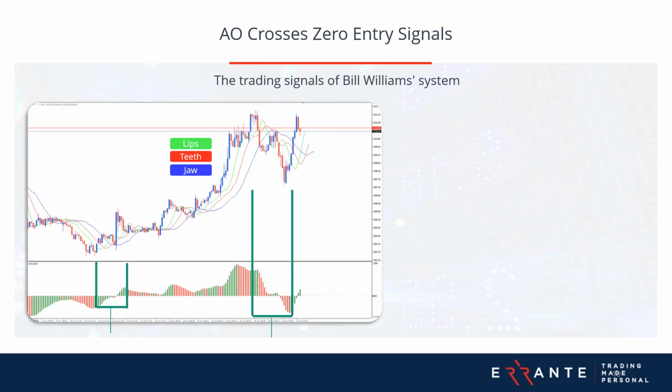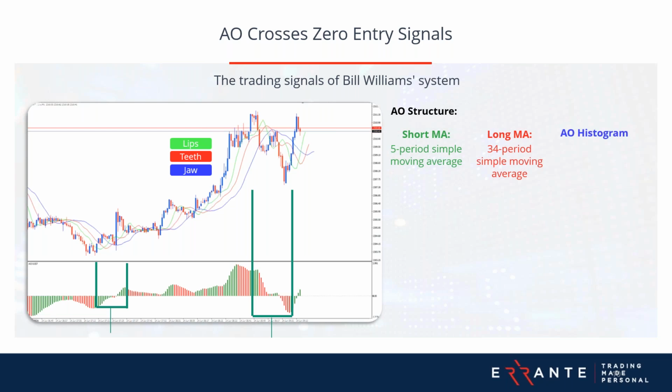Okay, now let's move to the awesome oscillator, which is a powerful tool to measure market momentum. This is one of the tools of the Bill Williams trading system. It consists of a 5-period simple moving average as a short MA, and a 34-period simple moving average as a long MA. The difference between these two moving averages is plotted as a histogram.